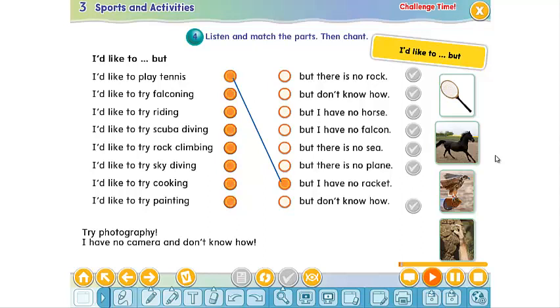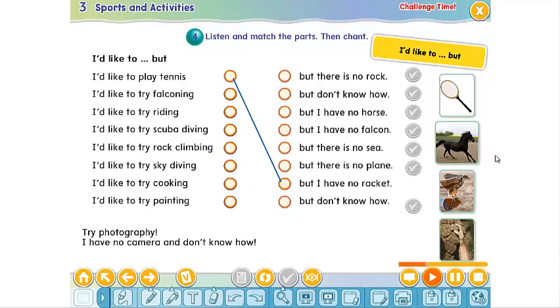I'd like to play tennis, but I have no racket. I'd like to try falconing, but I have no falcon. I'd like to try riding, but I have no horse. I'd like to try scuba diving, but there is no sea. I'd like to try rock climbing, but there is no rock. I'd like to try skydiving, but there is no plane.